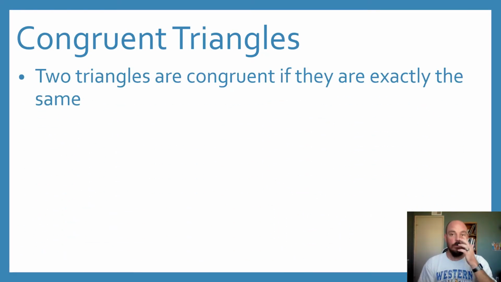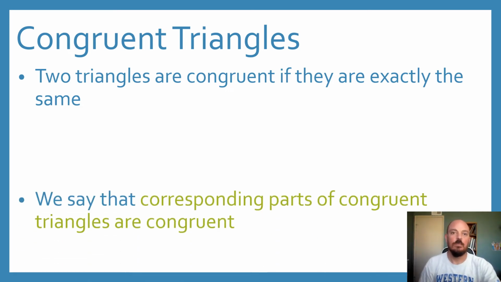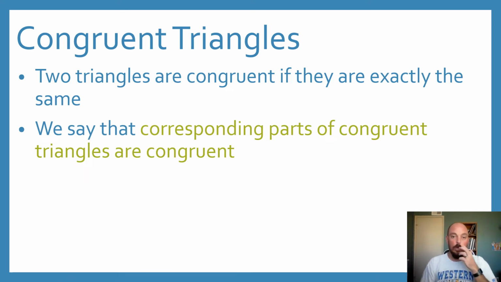Now remember, the word congruent means two shapes that are exactly the same. So two triangles are congruent if they are the exact same triangle, but usually in a different place. And maybe one of them is rotated so they don't look exactly the same, but one way or another they are exactly the same. Now what we like to say is corresponding parts of congruent triangles are congruent.